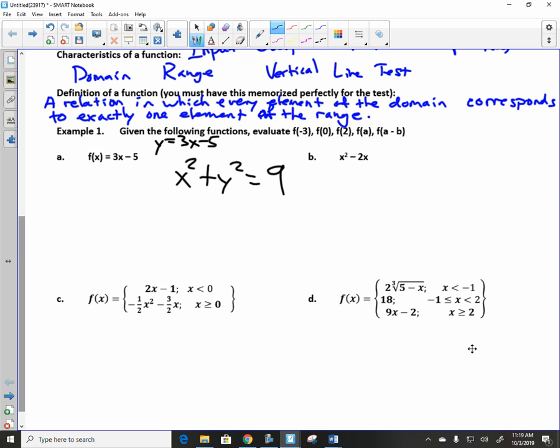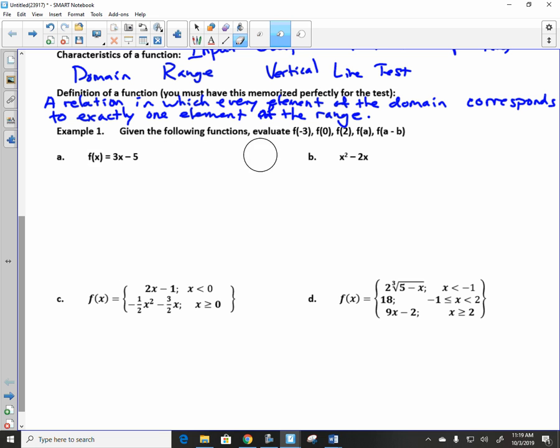It's a circle. Is a circle a function? No, it does not pass the vertical line test. So not everything is a function. So in this case, this one is.